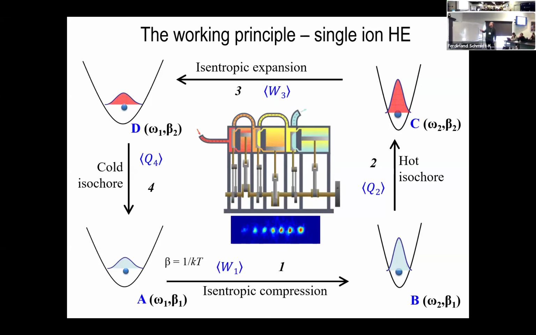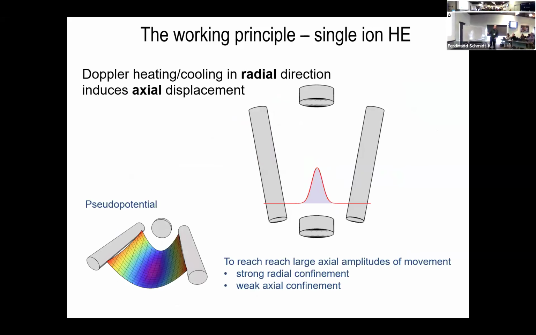This hot one evolves in this potential and expands, okay? And then we can expand this potential shape again, and then the large wave packet is, in the last step, cooled to get a narrow wave packet, a cold one. Okay, that is the cycle of the Otto engine. And in more detail, how do we do it?